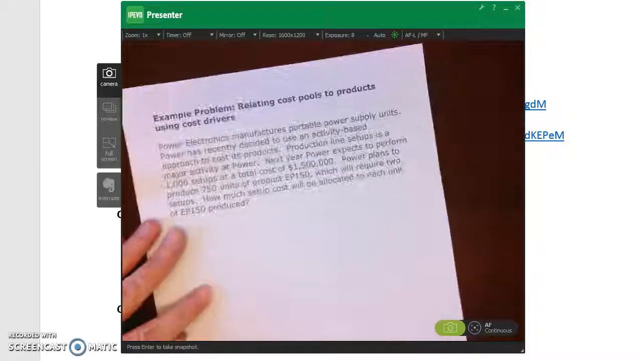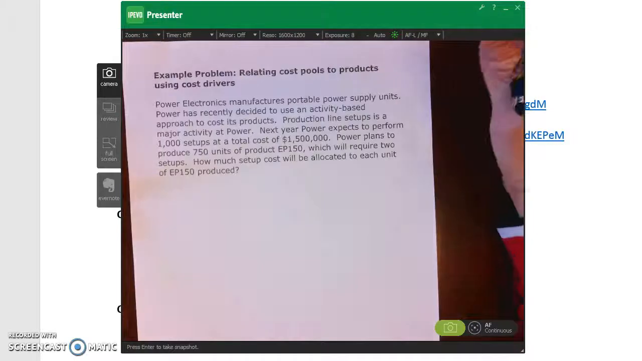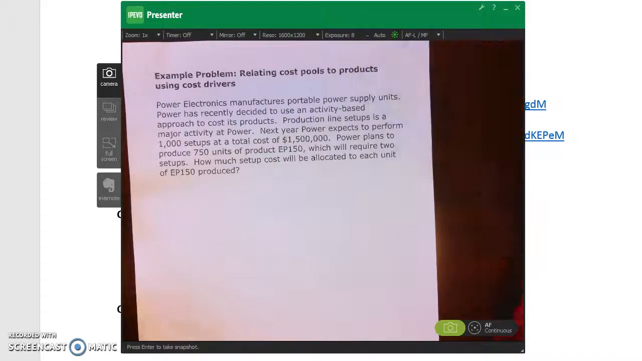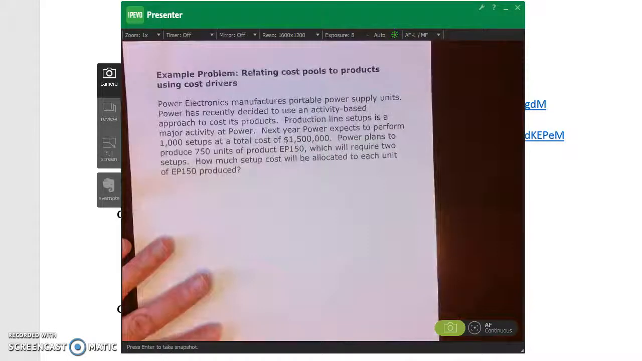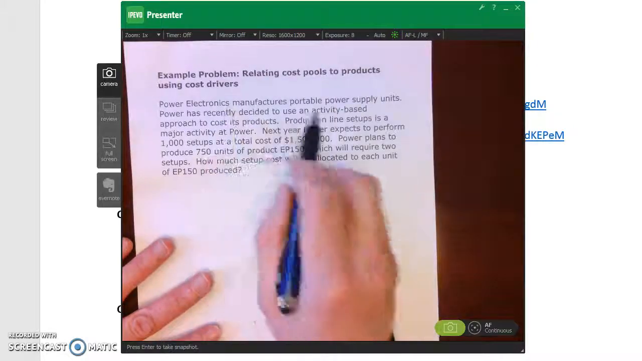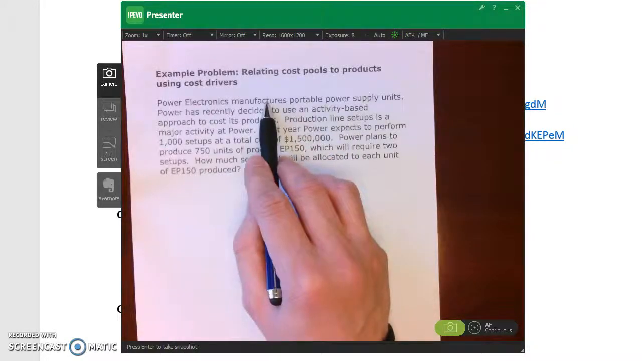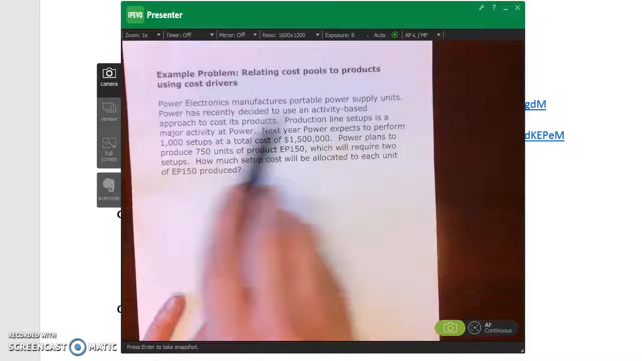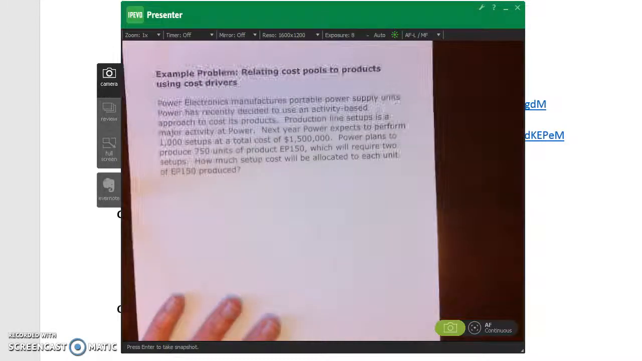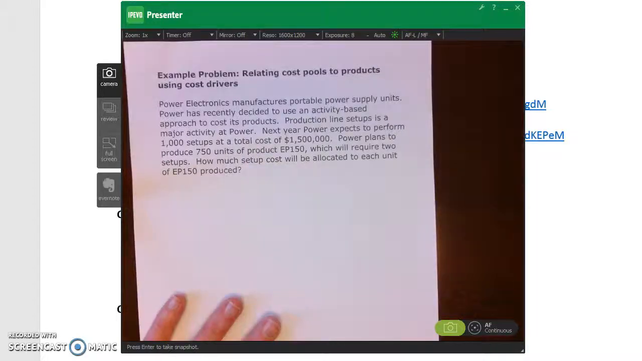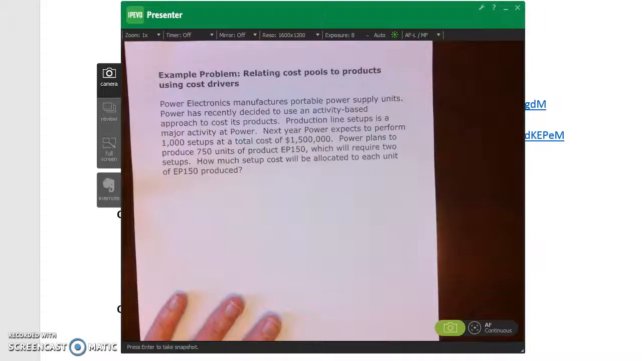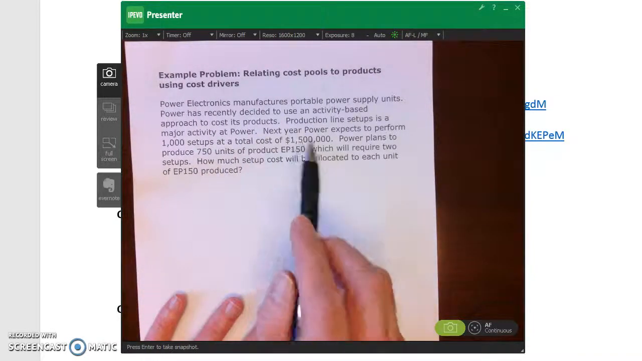Okay? So we say over here, our example problem. This would be relating to step 4 of our activity-based costing steps, when we relate the cost pools to the cost drivers. So basically calculate out the cost. So we look over here. It says Power Electronics manufactures portable supply units. Power has recently decided to use an activity-based approach to cost its products. Production line setups is a major activity. Remember, this would be a batch level activity. Next year, Power expects to perform 1,000 setups at a total cost of $1.5 million.